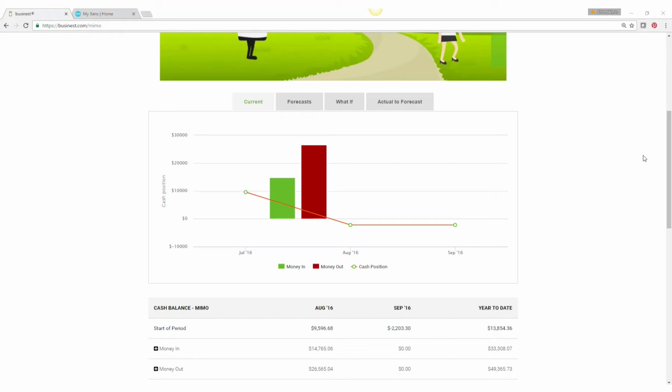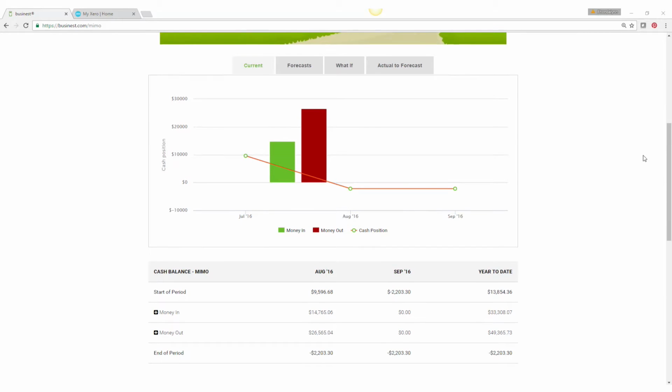So the easiest thing to note right away is that we're going to give you a summary of what's happened in your business. The green represents the money that's gone into your business in a month, and the red is the money that's gone out. Your actual bank balance will always be this line that's represented by your cash position. So you'll easily see a quick snapshot.